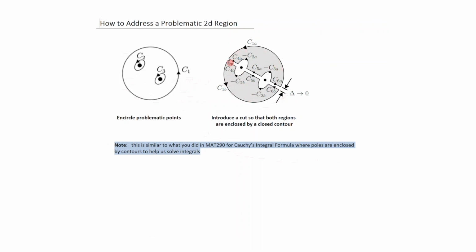If we're interested in the problem as a whole, we could apply either the Green circulation theorem or Green's flux theorem for this one and this one, add the results together, and we would end up with a formulation of either of the Green's theorems, which now is valid because we have avoided the points in the region which were problematic. Note, this is similar to what you would have done in MAT290 for Cauchy's integral formula, where the poles are enclosed by contours to help you solve the integrals. So just make reference to this figure in the next couple of slides. You can flip back and forth if you want. There's not enough space, so I just didn't repeat the figures.